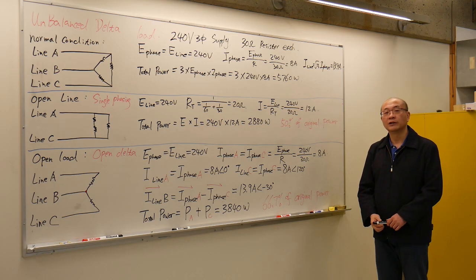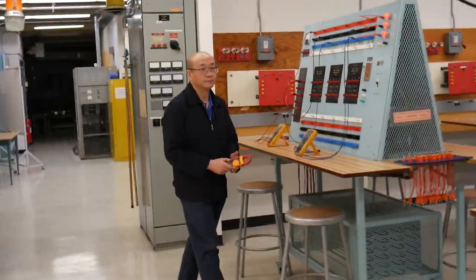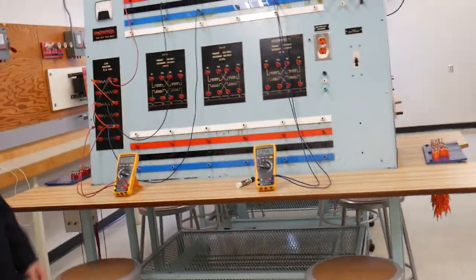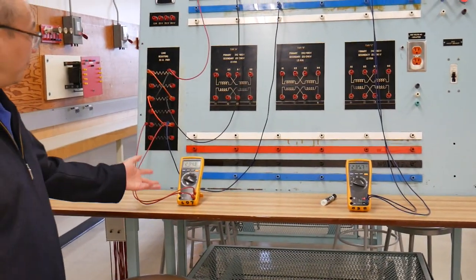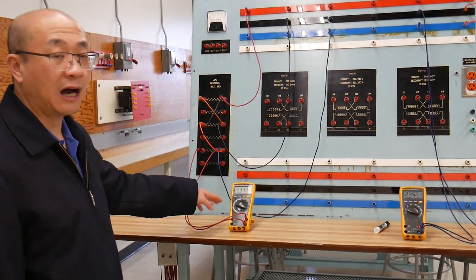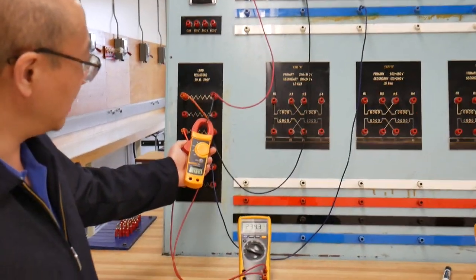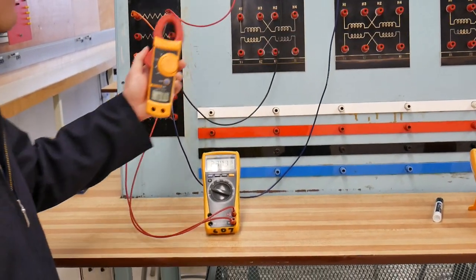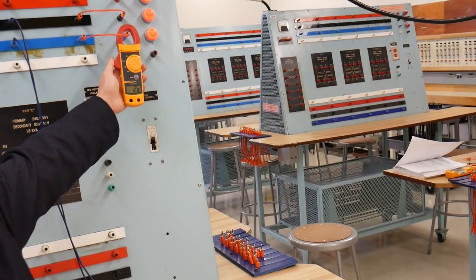Now I'm going to show you in the lab situation. This is a normal connected three-phase delta load. So I have my line voltage close to 240 volts. The phase voltage across each phase is also going to be 240 volts. My phase current, when I measure here, is 7.3 amps. My line current, when I measure here, is about 12.8 amps.